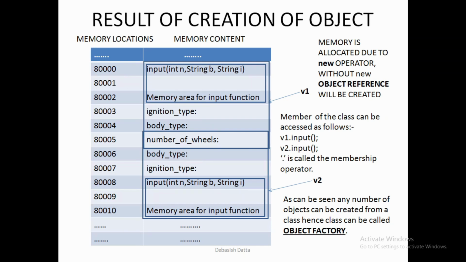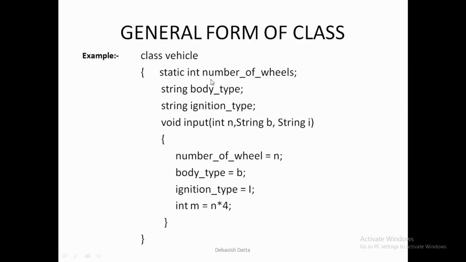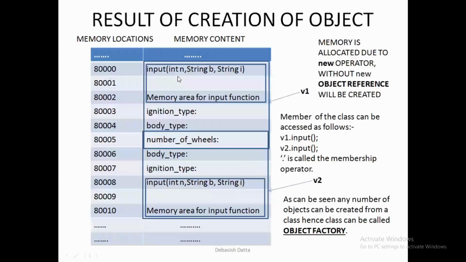One thing we can see from this picture is that number of wheels is common to both V1 and V2. Why is it like that? Because the number of wheels is actually not a simple member variable, it is a static member variable. So for a static member variable, whenever memory is reserved, that reserved memory will be shared by all the objects. We will come to the static member variable in a later portion of this video tutorial.